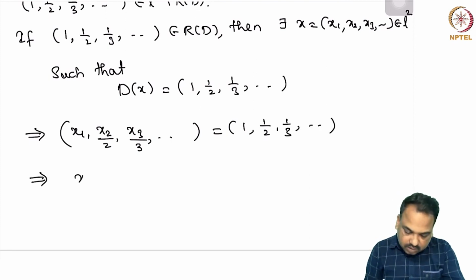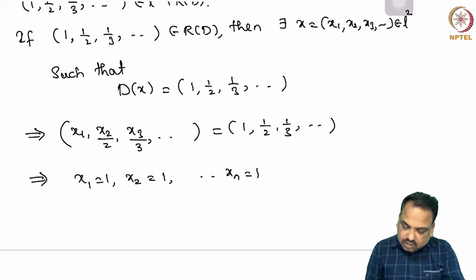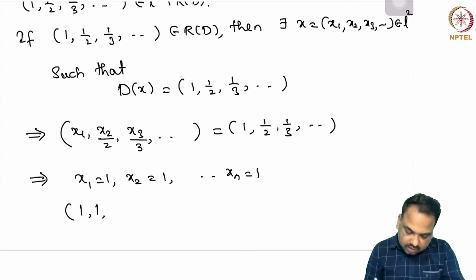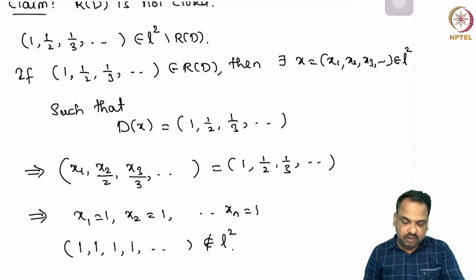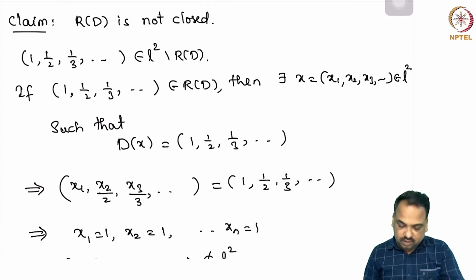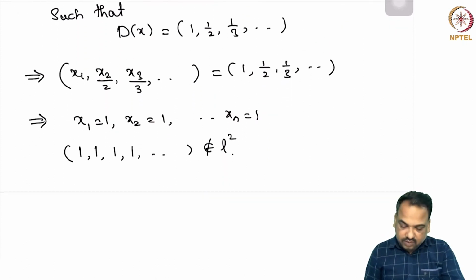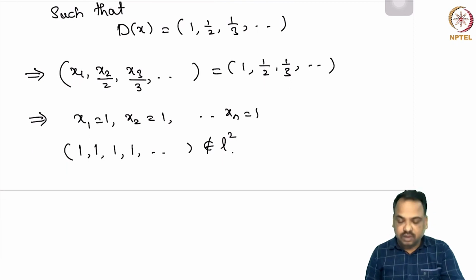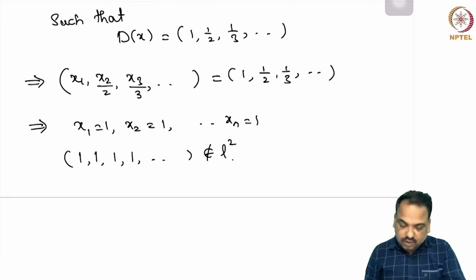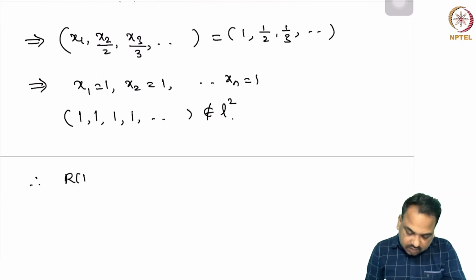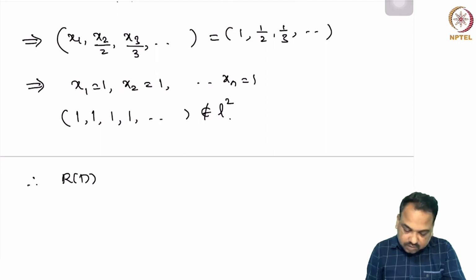This implies that x1 is 1, x2 is 1, and so on. That means we get this element, but this is not in L2. So when you compute this, we get x1 equal to 1, x2 equal to 1, and so on, which is a constant sequence that cannot be in L2. So from this we can conclude that the range of D is a proper subspace of L2.